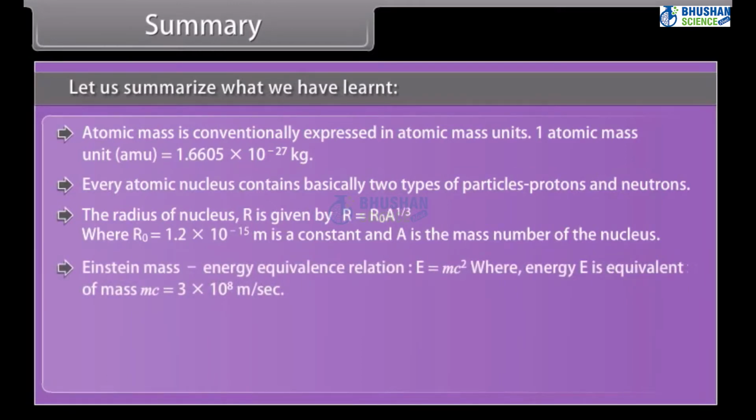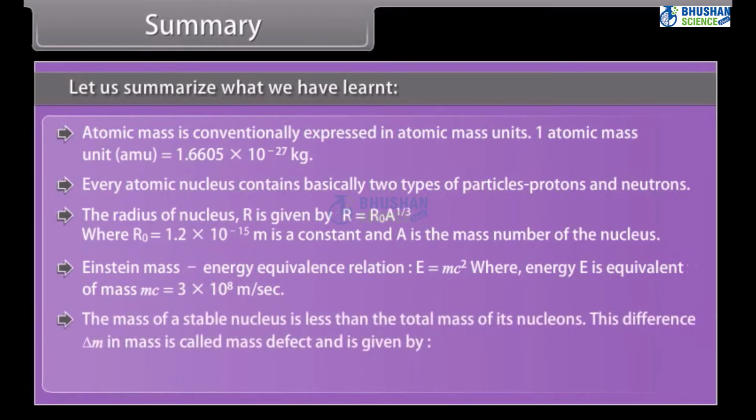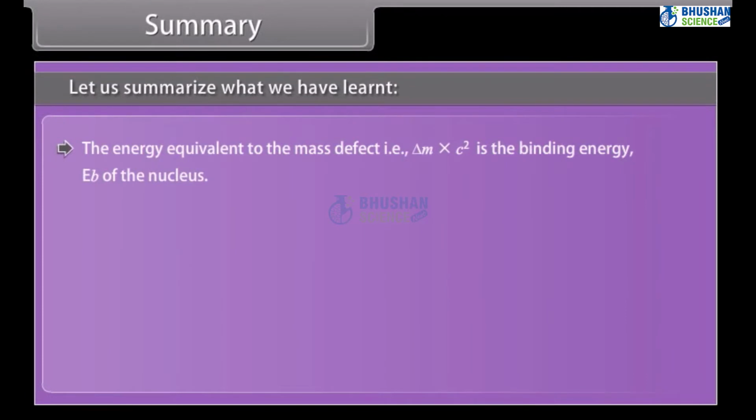Einstein's mass-energy equivalence relation, E = mc², where energy E is equivalent of mass m. c is the velocity of light in vacuum, that is 3 × 10^8 meter per second. The mass of a stable nucleus is less than the total mass of its nucleons. This difference Δm in mass is called mass defect and is given by the energy equivalent to the mass defect, that is Δm c², is the binding energy, EB, of the nucleus.